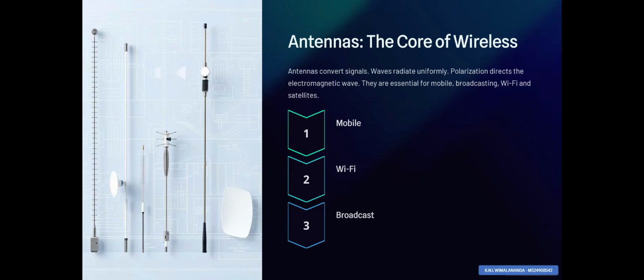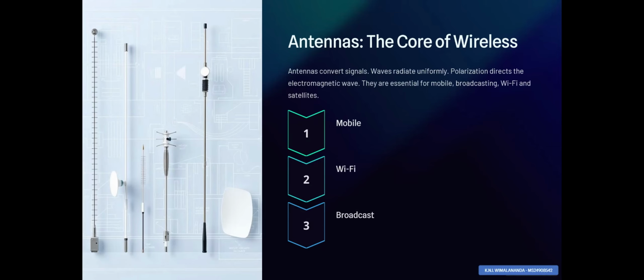So wave propagation from antennas follows specific patterns, with waves radiating uniformly. So the polarization refers to the direction of the electric field component in the electromagnetic wave. And for optimal signal strength, transmitting and receiving antennas should have the same polarization.